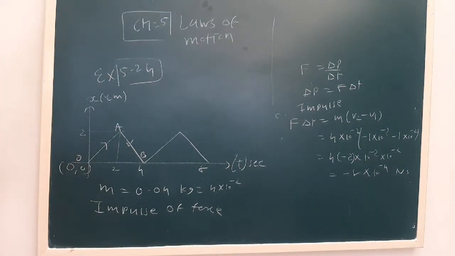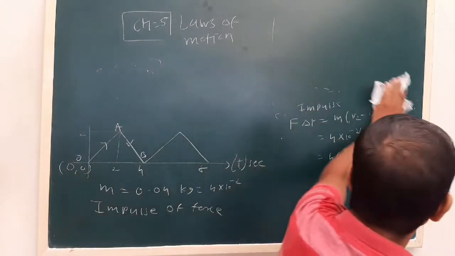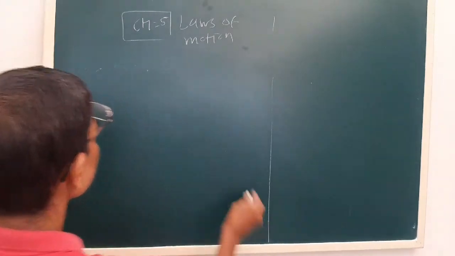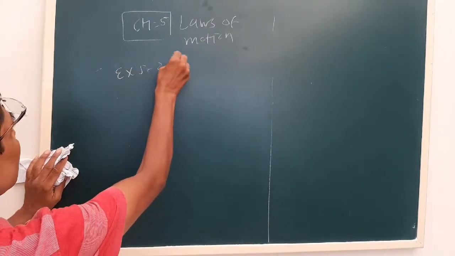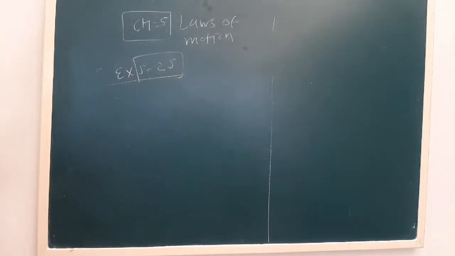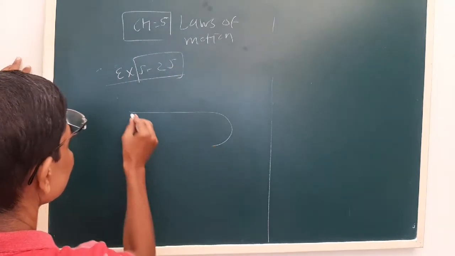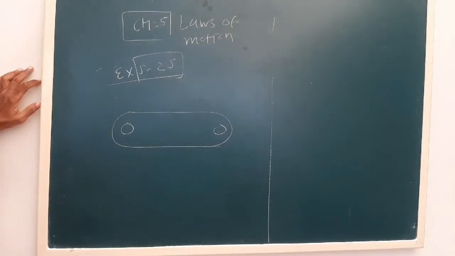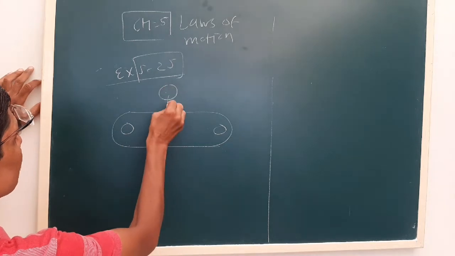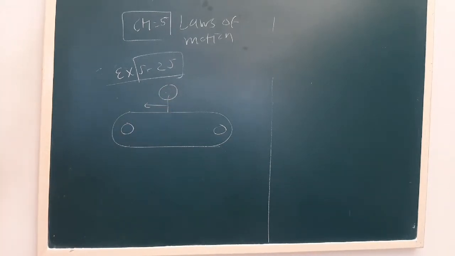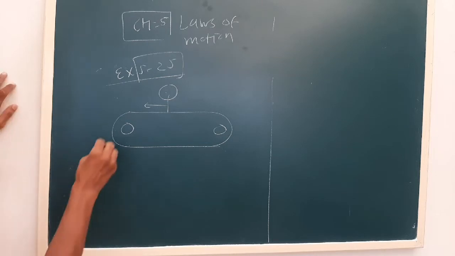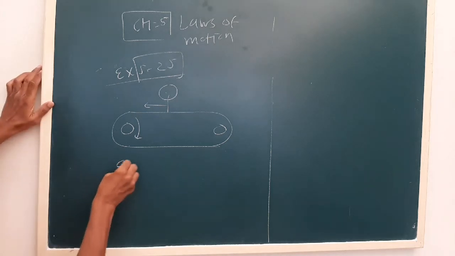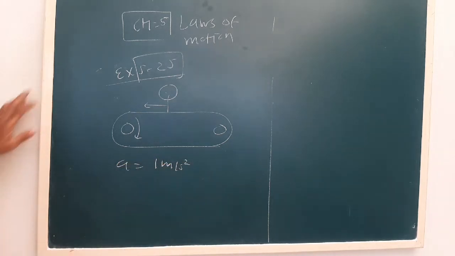Now next is exercise sum number 5.25. Okay, now see here is a case of a roller. Now see, a person is moving on a conveyor belt or roller like this. Now see the acceleration is given as 1 meter per second square.